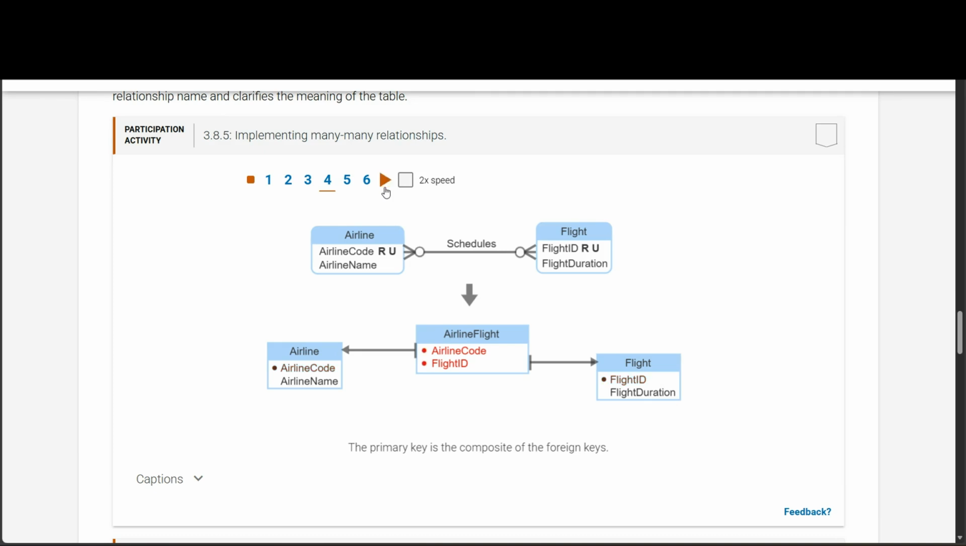So the primary key is the composite of the foreign keys. That is correct. Occasionally, the new table has additional columns. Air flight number is the number each airline assigns to a flight. Optionally, foreign key rules may appear on the diagram. So we have the rules to restrict or to escape.